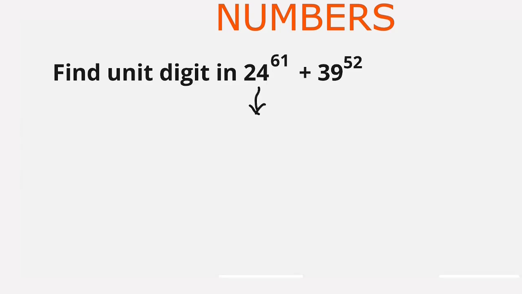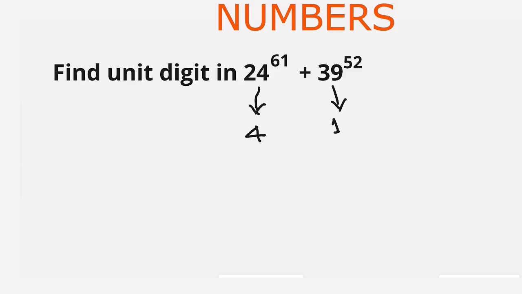When the 1's place in any number is 4, then whatever may be its power, it repeats itself by every 2 powers or every alternate power. So the 1's place or unit digit in 24 to the power 61 will be 4. And similar is the case with any number having 1's place or unit digit 9. It repeats itself by every alternate power. So the unit digit in 39 to the power 52 will be 1.